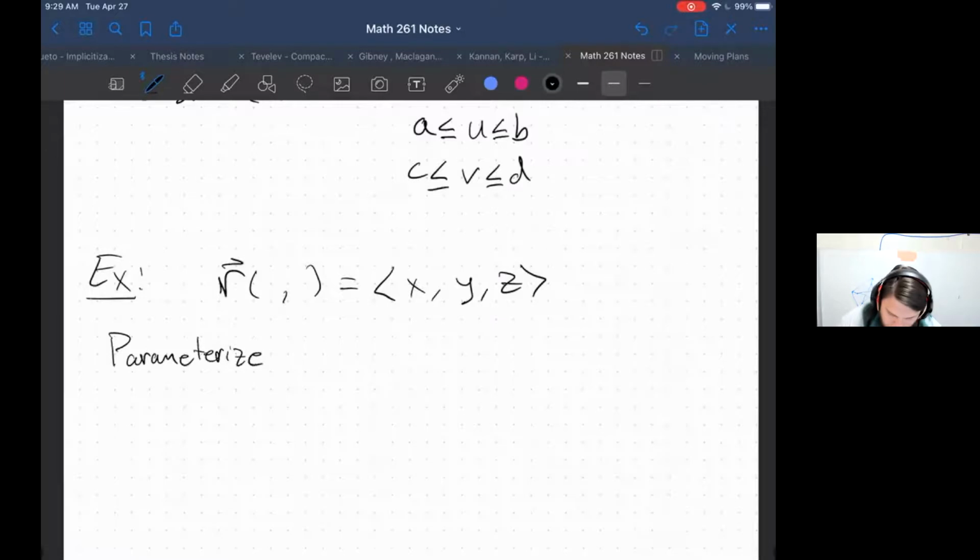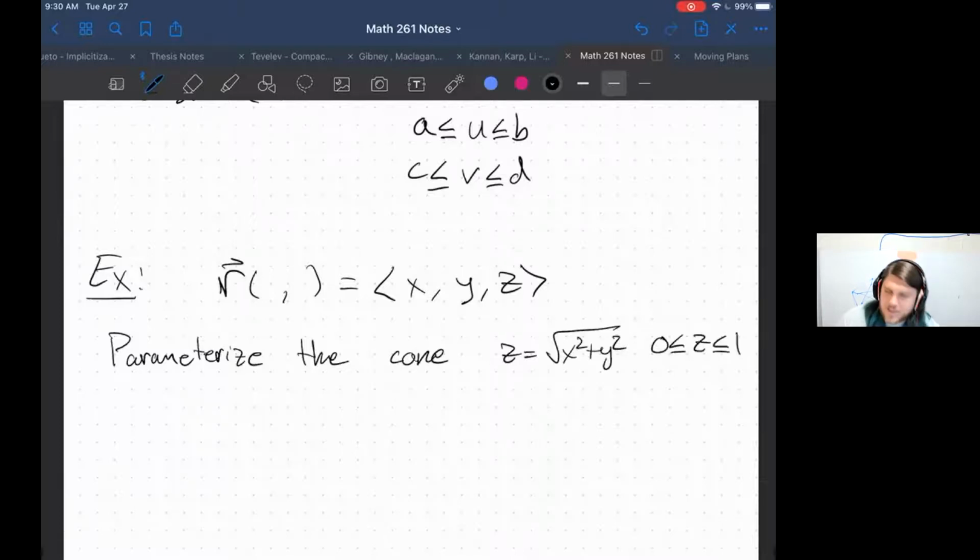So our first example is: parameterize the cone z is equal to the square root of x squared plus y squared, between the planes z equals 0 and z equals 1. So this is our data. And again, we want to take this parameterization up here and figure out two nice variables that we can write this in, so that we also have rectangular bounds.